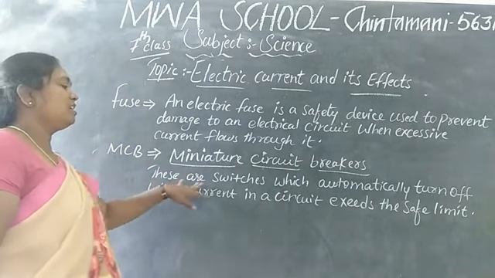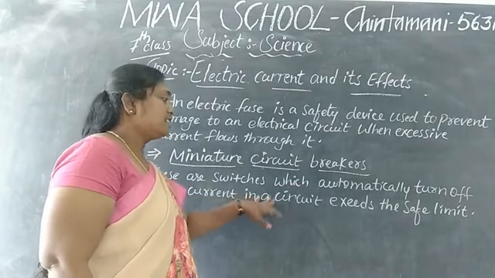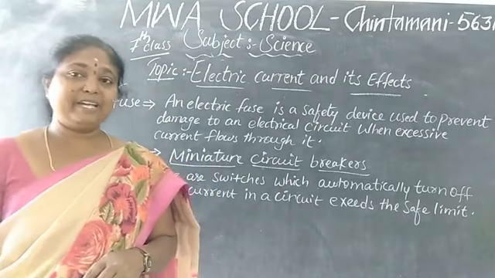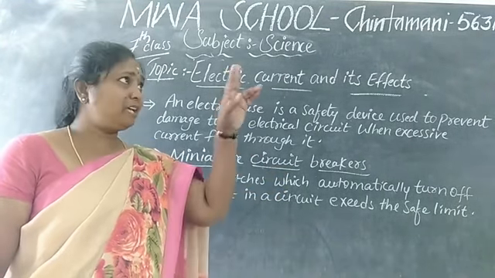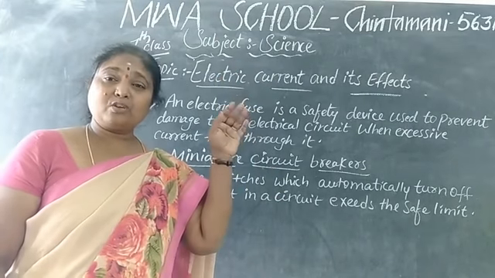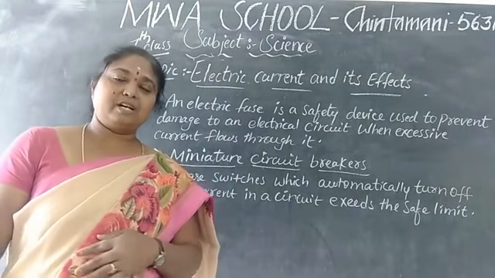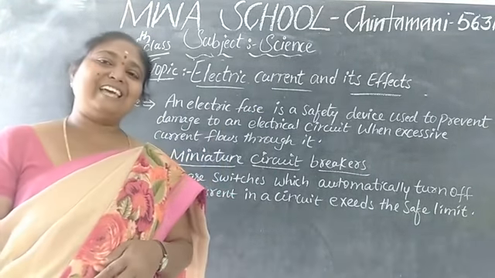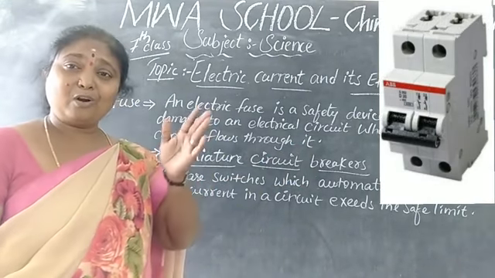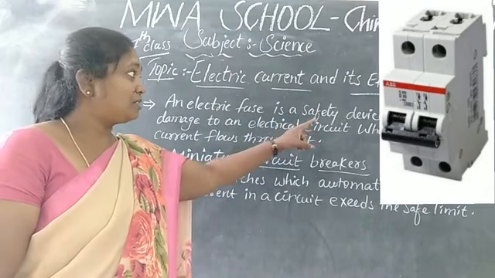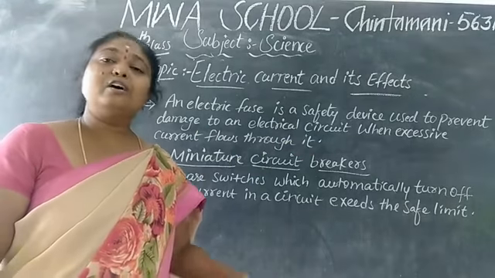So these are the switches which automatically turn off when the current in a circuit exceeds the safe limit. When high power comes, simply we call it the DP, and without our knowing it comes down. That is what we call the MCB. I can show you the picture, children, if you are not getting the idea. See, so this is about our fuse.